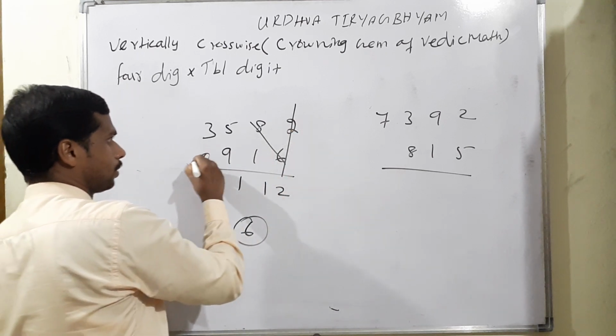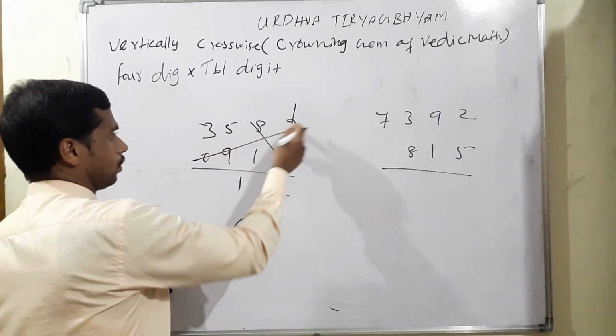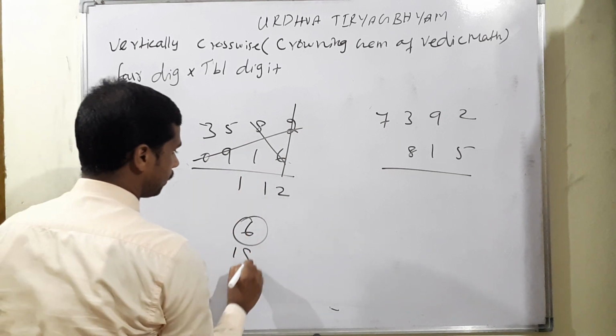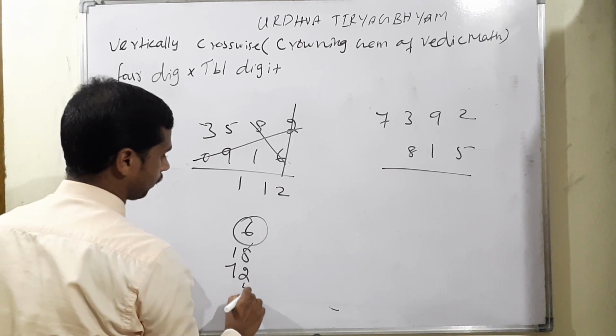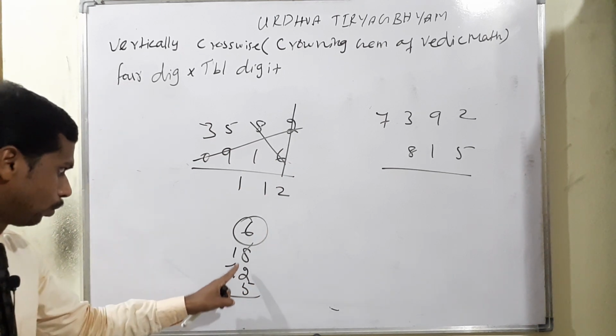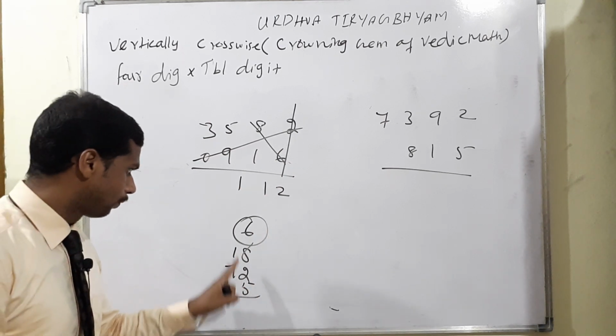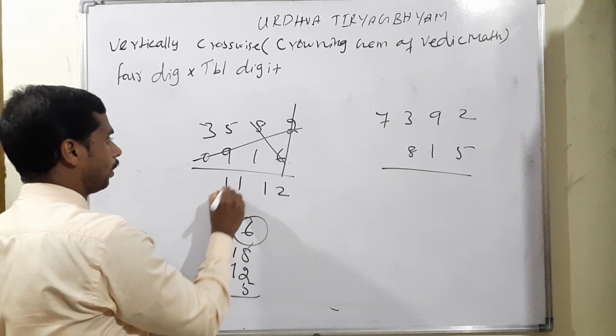2 and 0. This way. Cross, cross. So 2 into 0, 0. 3 6s are 18. Then 9 8s are 72. The next one, 5 1s are 5. Therefore, 72 plus 18 is equal to 90. 95. 95 plus 6 is equal to 101. Now carry 10.